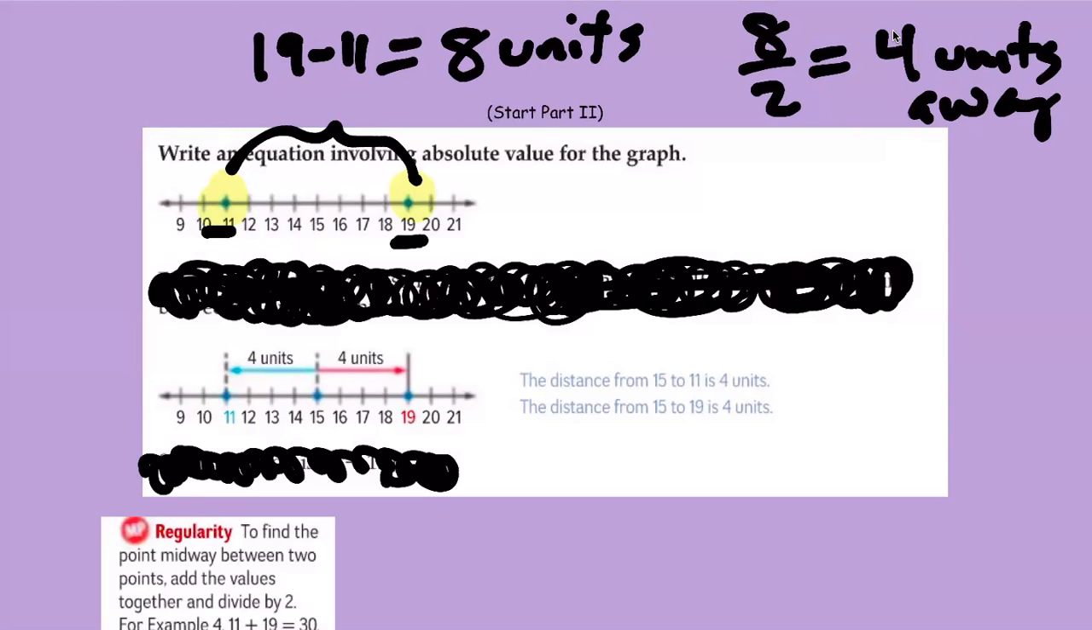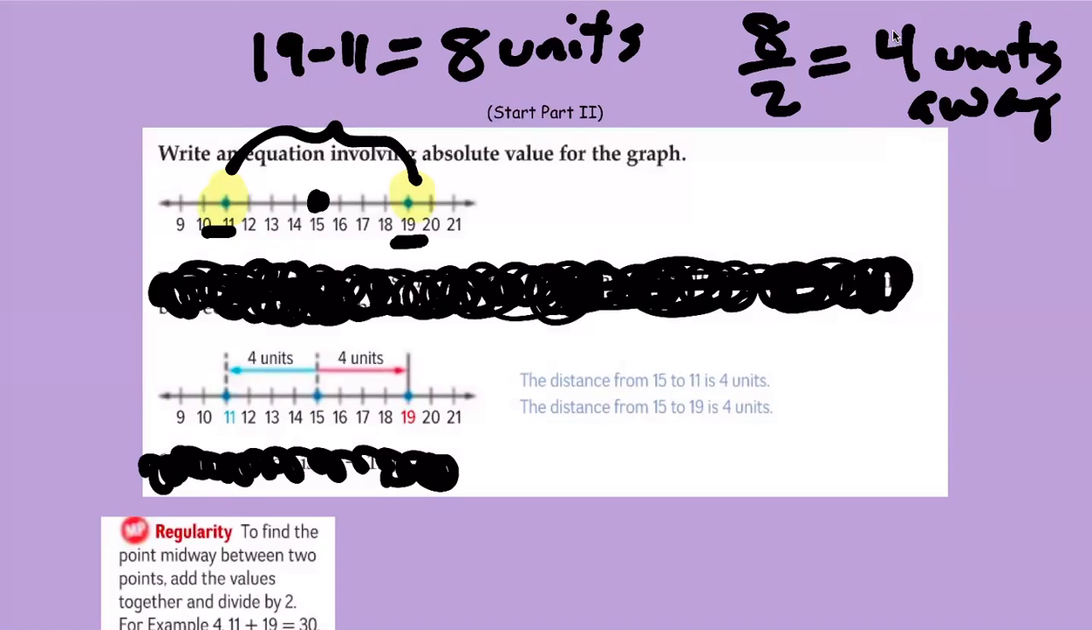So if it's 4 units away from 19 and between them, I would just go back 4 units. So I'd go 18, 17, 16, 15, and there you go. That's 4 units. And that also works for my 11. I would go 4 units to the right, and it would put you at the same spot. So now I've figured out my midpoint, and that's really useful.